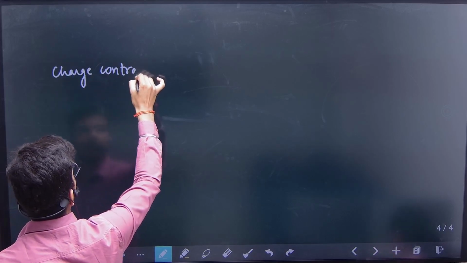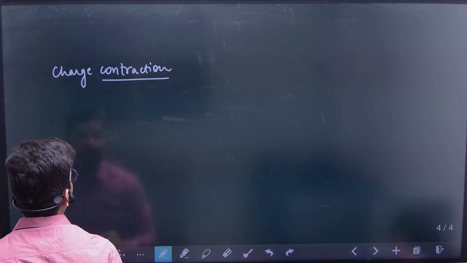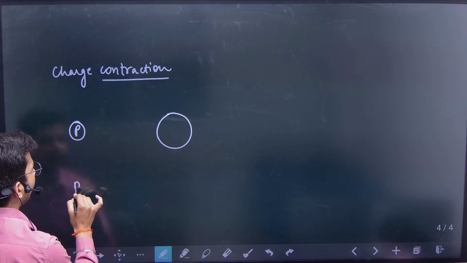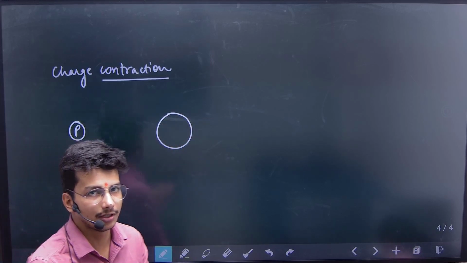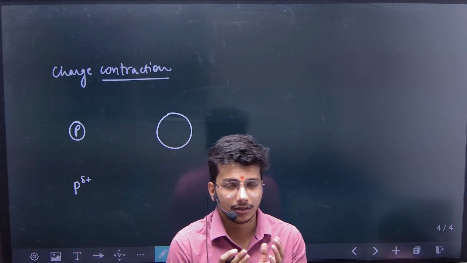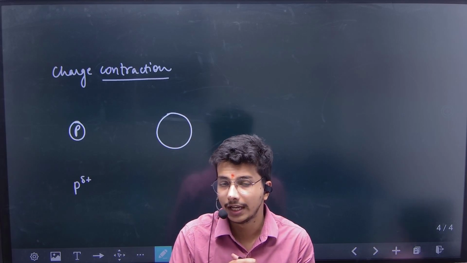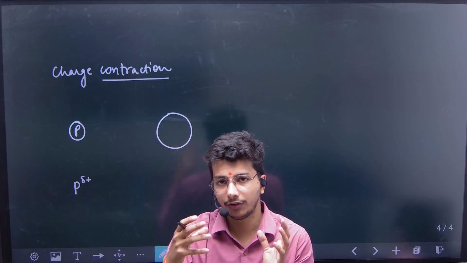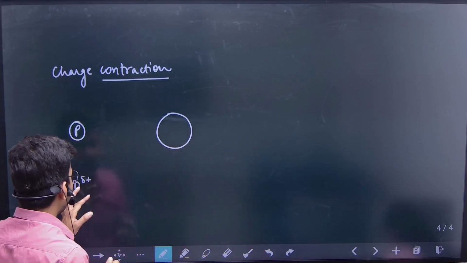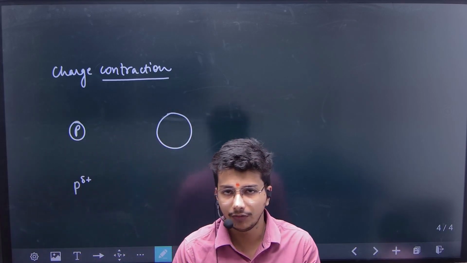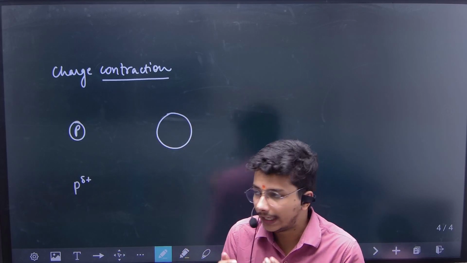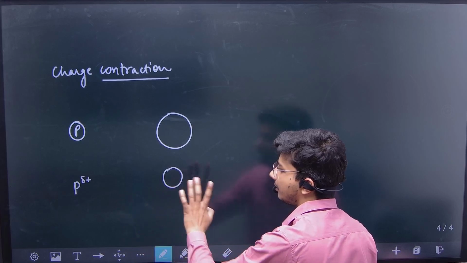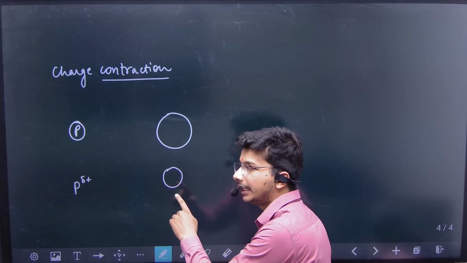What charge contraction tells us is, this is neutral phosphorus. Let's suppose this is the size of phosphorus. But if phosphorus contains delta plus charge, meaning slightly positive charge, it means the atom connected to phosphorus is more electronegative. It pulls the electron density from the bond away from phosphorus, and hence phosphorus gets a delta positive charge. The effective nuclear charge on phosphorus increases, and hence the size of phosphorus slightly decreases. So if delta plus charge comes on phosphorus, the size will decrease.